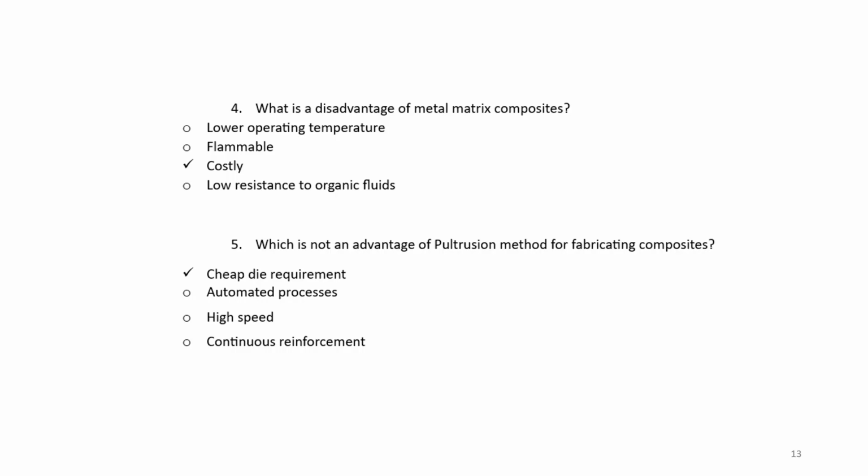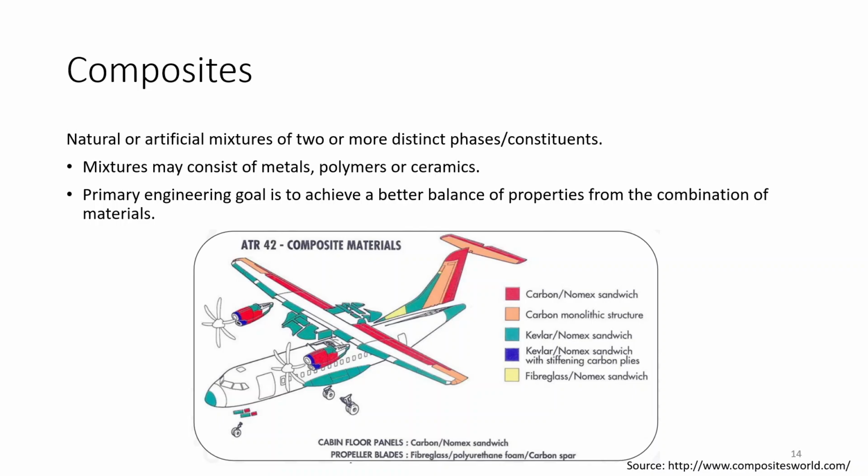Next is now the definition of composites. Natural or artificial mixtures of two or more distinct phases or constituents. So there will be matrix and reinforcement. It will consist of two different types of phases or constituents. And it can be mixtures that may consist of metals, polymers and ceramics. And the primary engineering goal is to achieve a better balance of properties from the combination of materials.